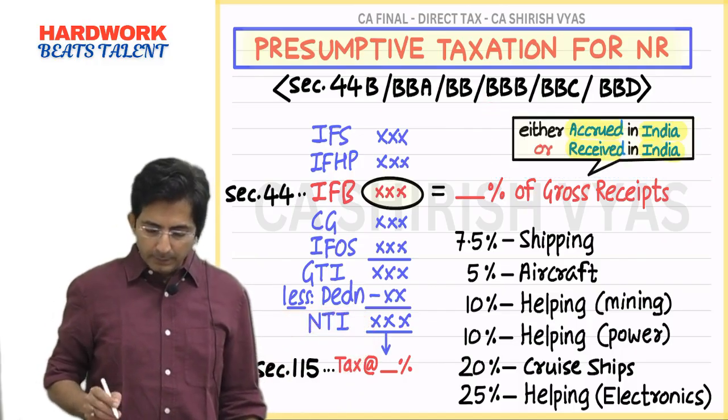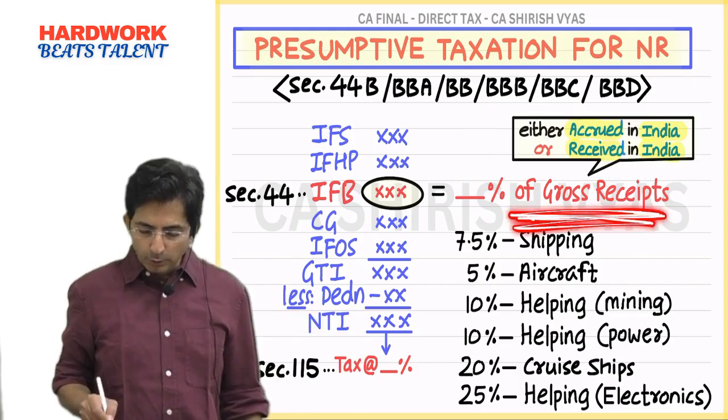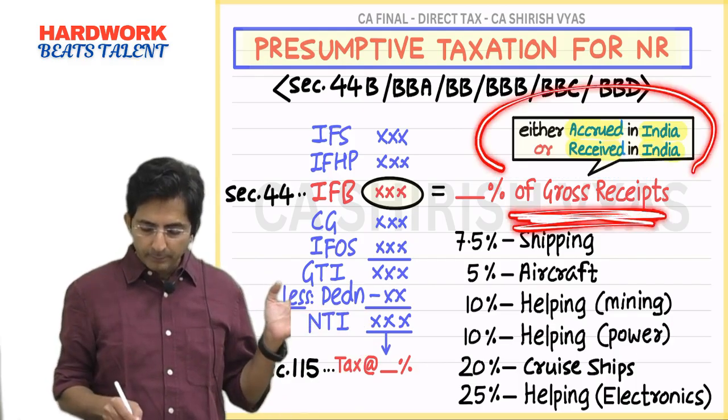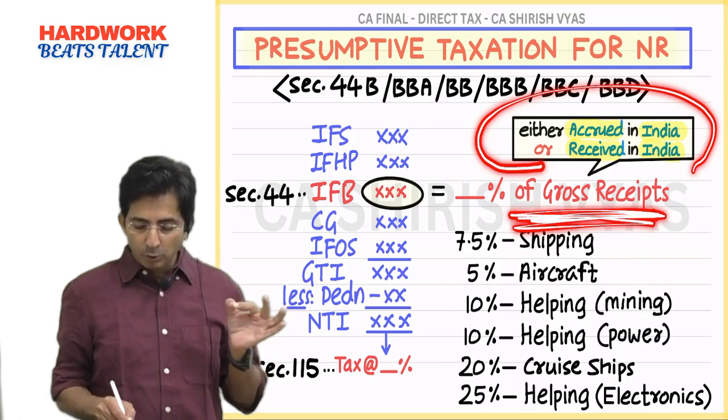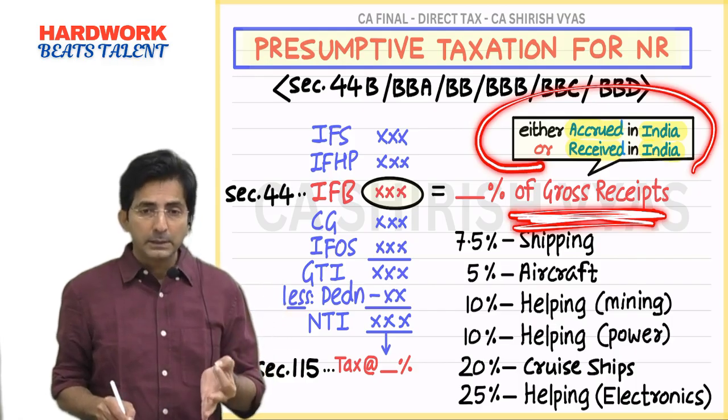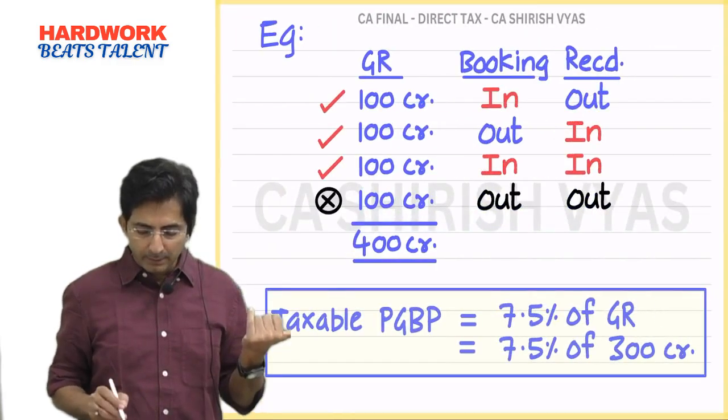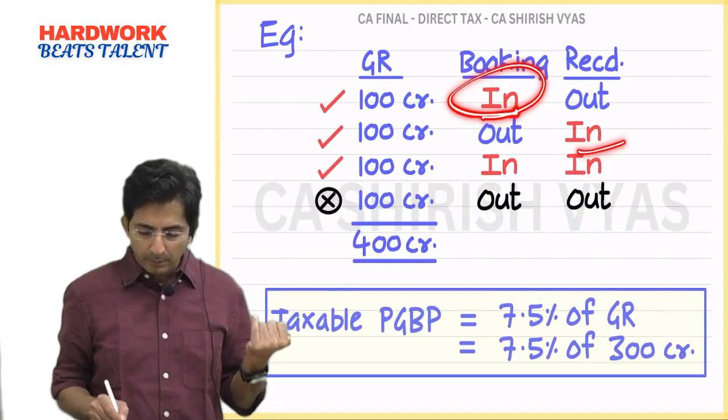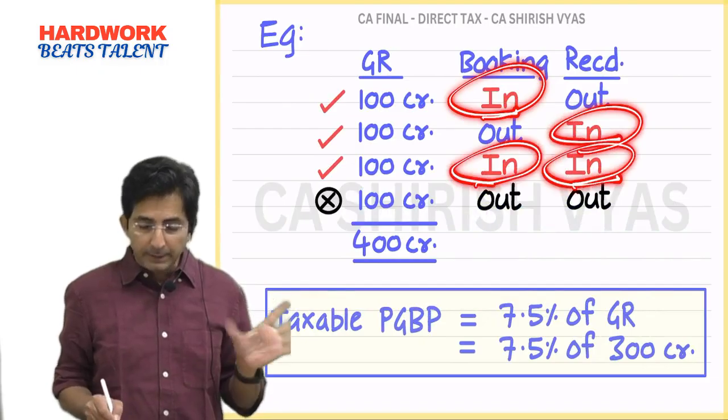Here I have written one thing. The gross receipts which you have to take here should be read. Either it should be accrued in India or received in India. Something should happen in India. That's what I did here, na? Either it should be accrued in India or received, or it should be both in India.